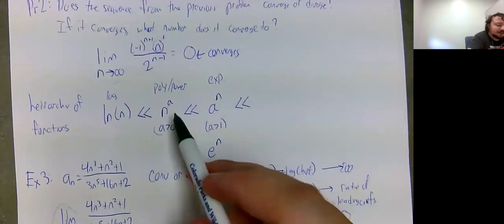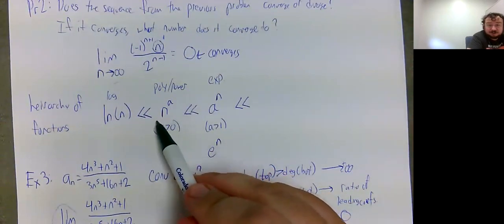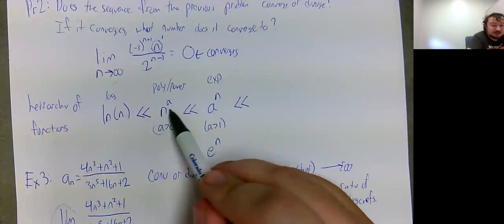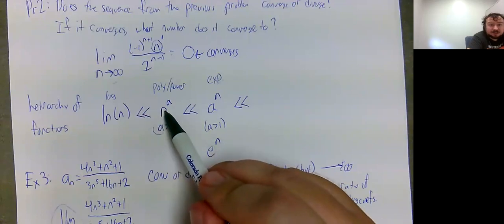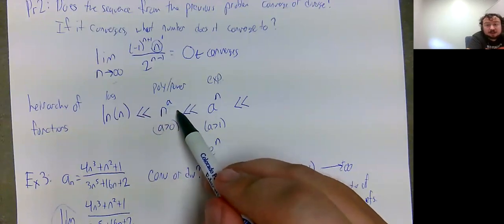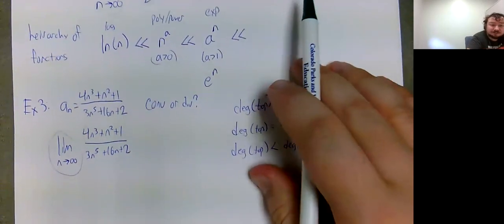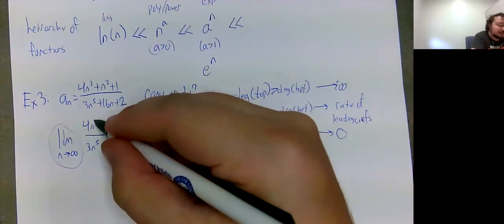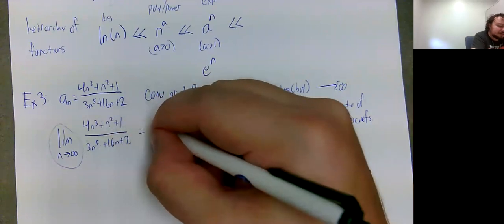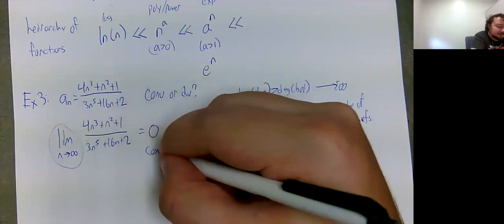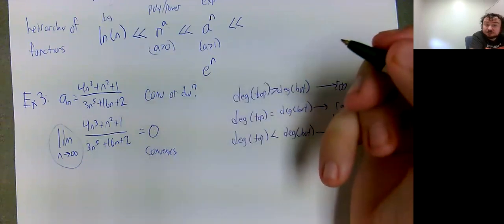So it's kind of like infighting in this hierarchy of functions. So within this area right here, n to the a is less than n to the b if a is a lower power than b. That's essentially what this is talking about here. All right, so in this case, we clearly see that the degree of the top is less than the bottom. So we know that this converges, and it converges to 0.